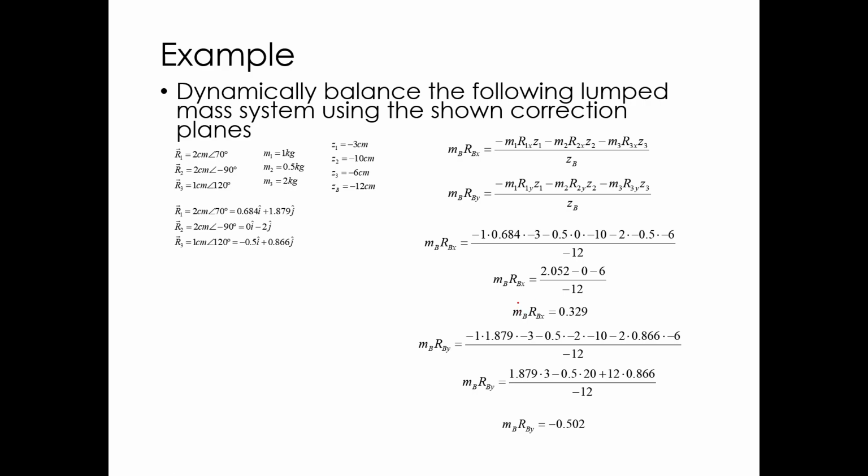and plug a kilogram in for each of those, then RBY would be 0.329 centimeters. RBX would be 0.329 centimeters. RBY would be negative 0.502 centimeters. So I could solve for RBX and RBY right now if I knew that MB was a kilogram.